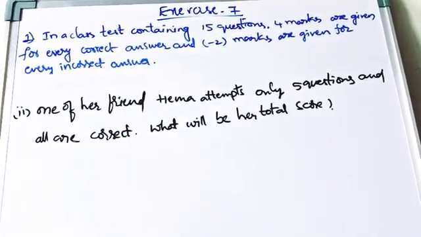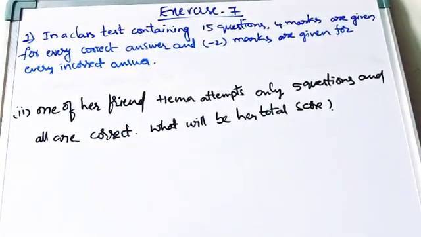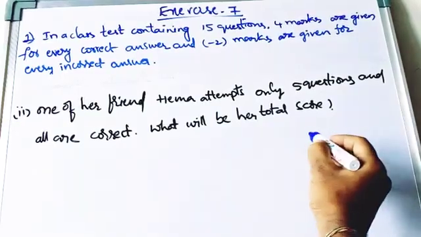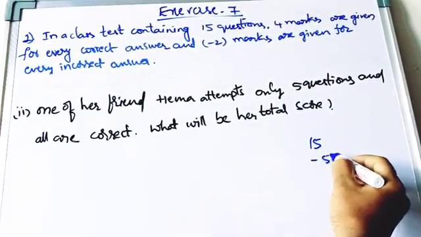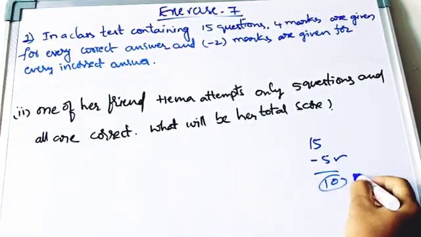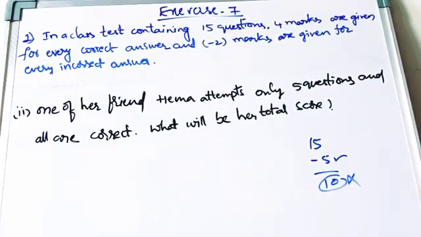In the next question, one of her friends Hema attempts only 5 questions and all are correct. What will be her total score? So out of 15 questions, she attempted only 5. So the remaining 10 questions are not attempted. So there are no negative marks. So we need to calculate marks only for 5 questions.